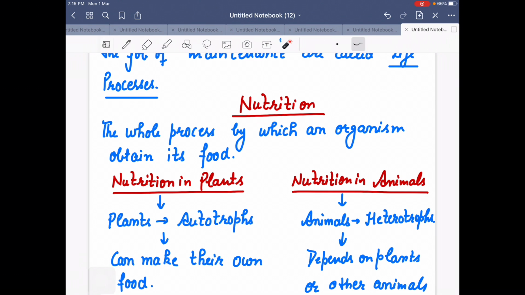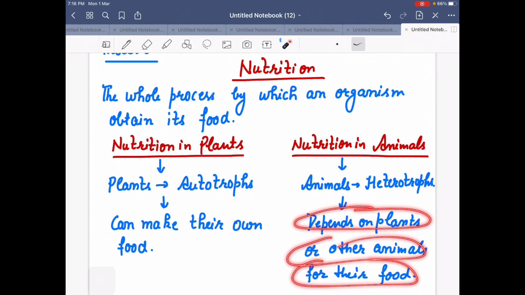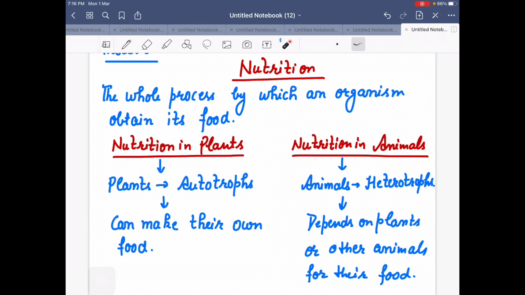So what is nutrition? Basically, it is a process by which an organism obtains its food, right? The process through which you eat is basically known as nutrition. So the whole process by which an organism gets its food. Now nutrition in plants is different from nutrition in animals, because plants, every child knows from the very beginning, make their own food. Whenever anyone is making its own food, that is known as an autotroph. Can you make your own food? No, we are dependent. So animals are heterotrophs. We are dependent on plants or animals for food. So nutrition in plants is different from the nutrition in animals.